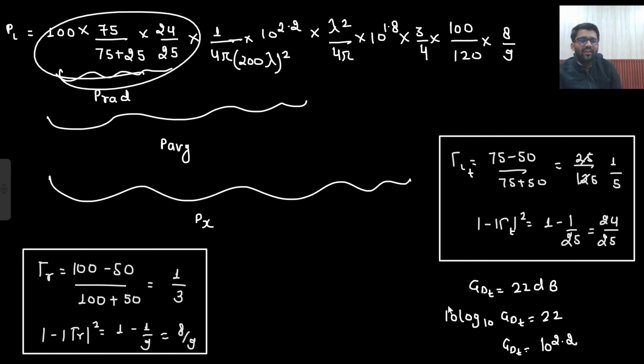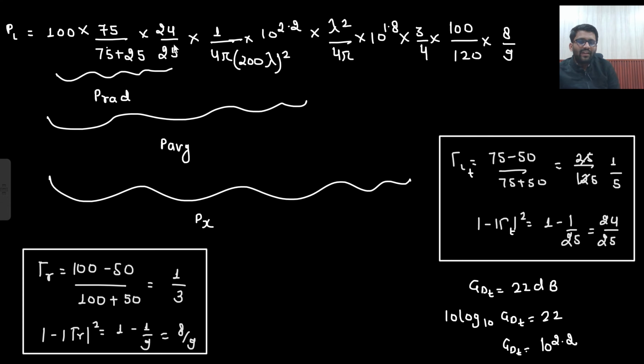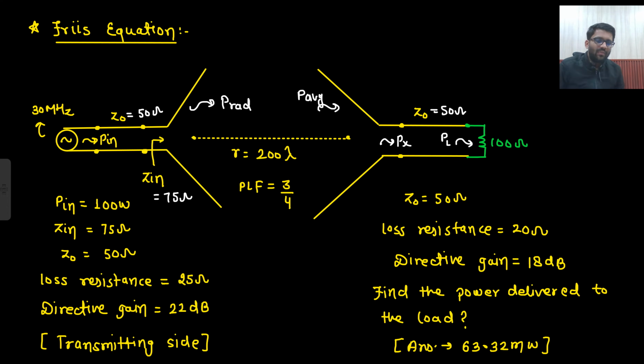First I will find out P radiated. In the examination I will not be writing this line. My target would be to first find P radiated. From there I will start writing these lines. And always I will keep lambda as it is because there is a high chance that lambda will get cancelled. So when you solve all these things, what do you get? The number you get is 63.32 milliwatt.